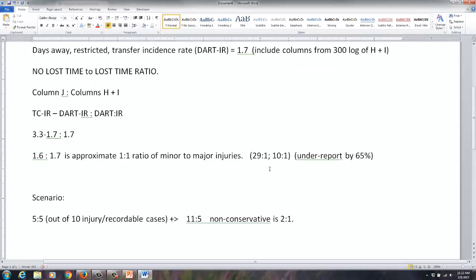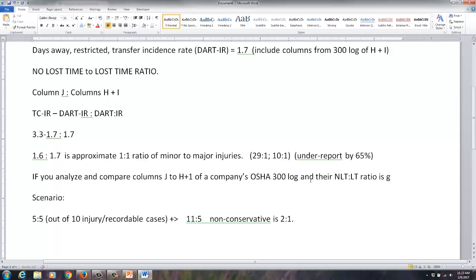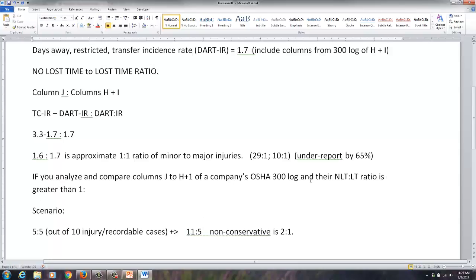If we're finding, when we analyze an OSHA log, and we can look at it from an industry perspective too, if a company's OSHA 300 log, if you analyze and compare columns J to H plus I of a company's log, and their no lost time to lost time ratio is greater than 1-to-1, which is what I mean.